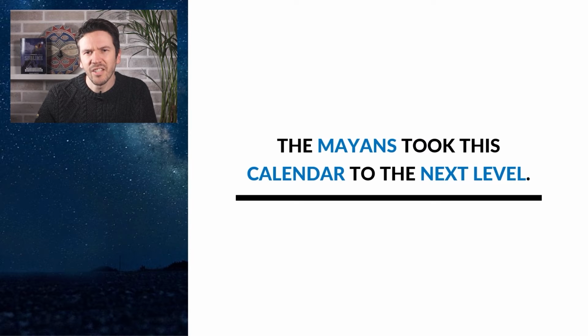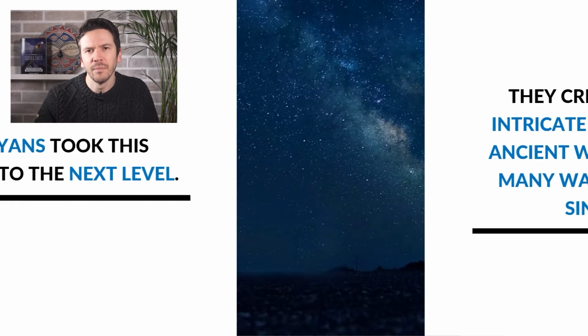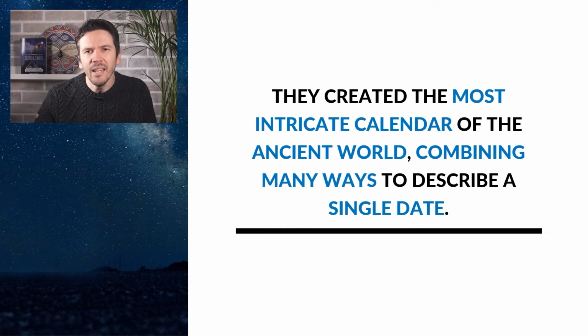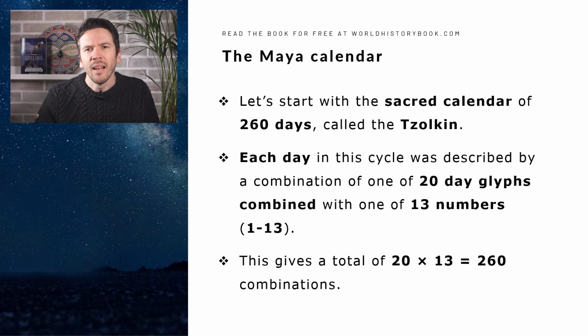So far we've discussed the pre-Mayan cases, but the Mayans took the calendar to the next level. They created what is easily the most intricate calendar of the ancient world, combining many ways to describe a single date. Let's start with their sacred calendar of 260 days. It is called the Tzolkin. Each day in this cycle was described by a combination of one of 20 day glyphs combined with 13 numbers, number 1 to 13. And this gives a total of 20 times 13 is 260 combinations.